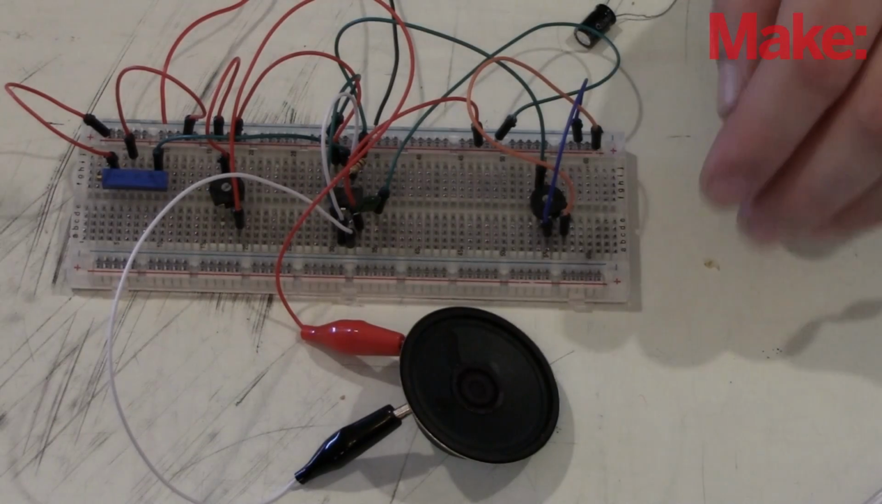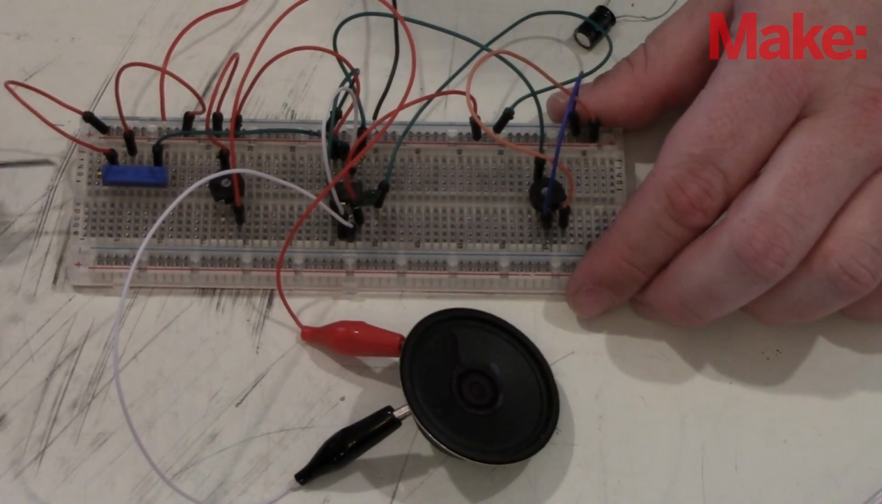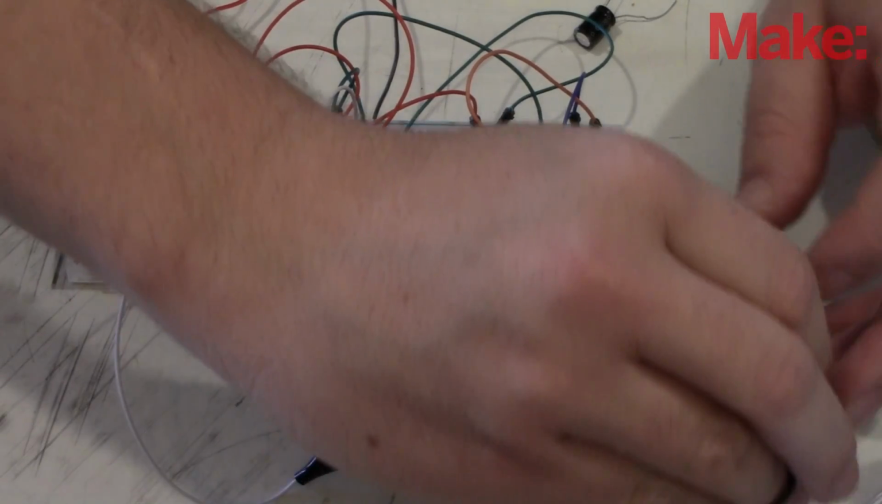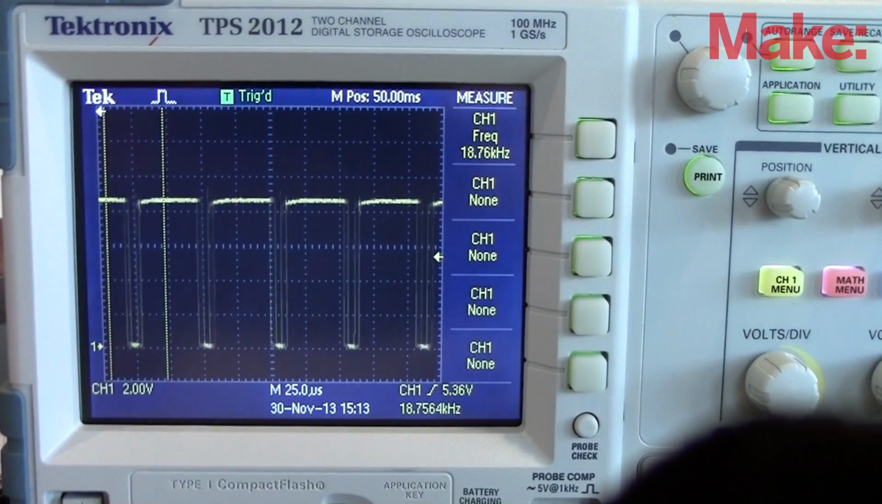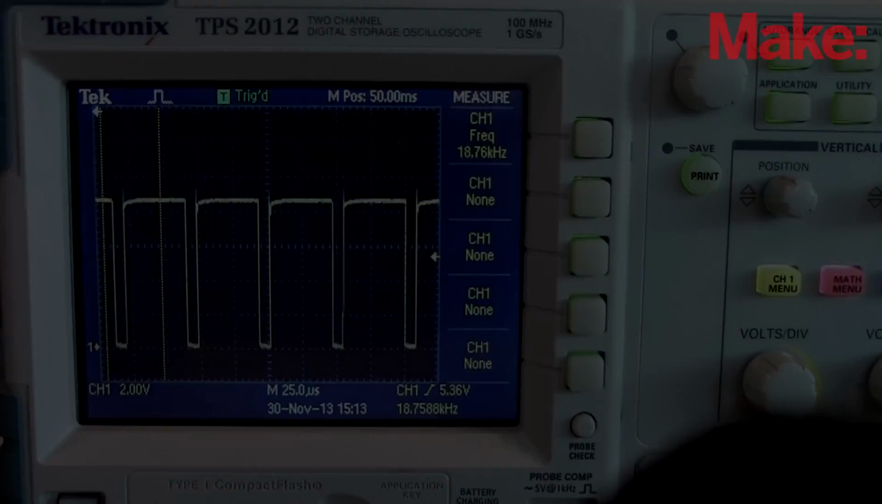Here's an example of such a circuit, a voltage-controlled oscillator, which the schematic is included with the notes of the video. Changing these potentiometers changes the output frequency of the 555 into the speaker. The frequency of this particular circuit was pretty high, so I didn't want to play the sound through the speakers for the video, but here's the pulse train on the oscilloscope.